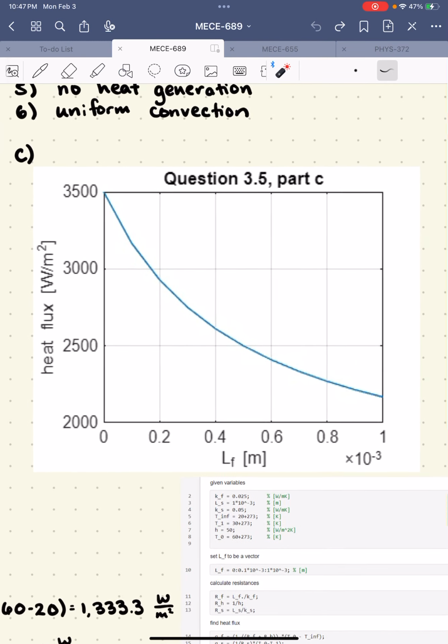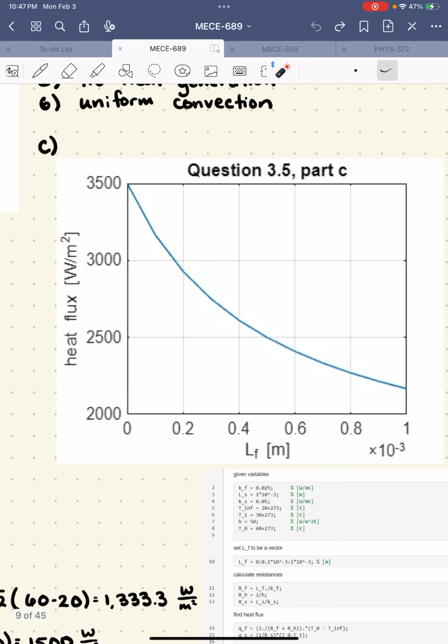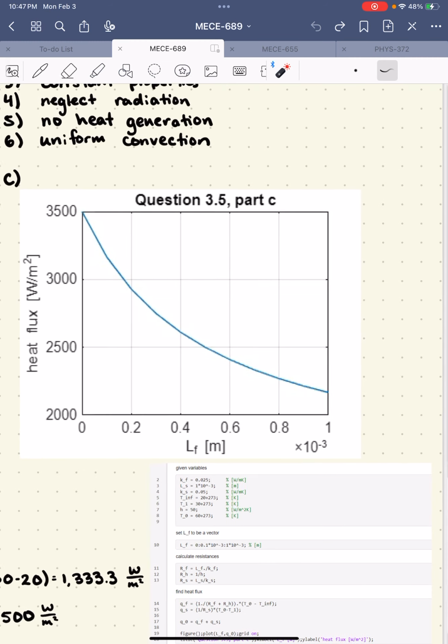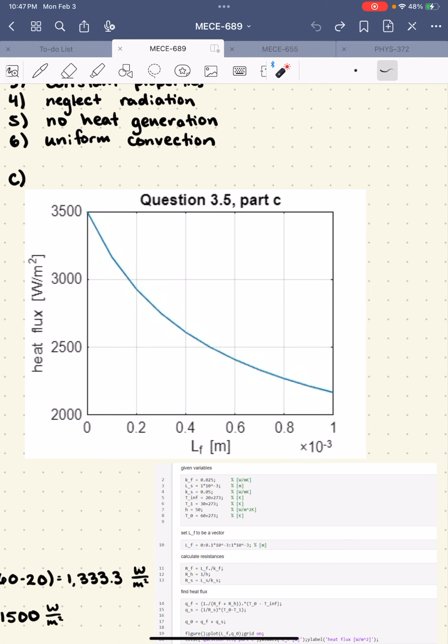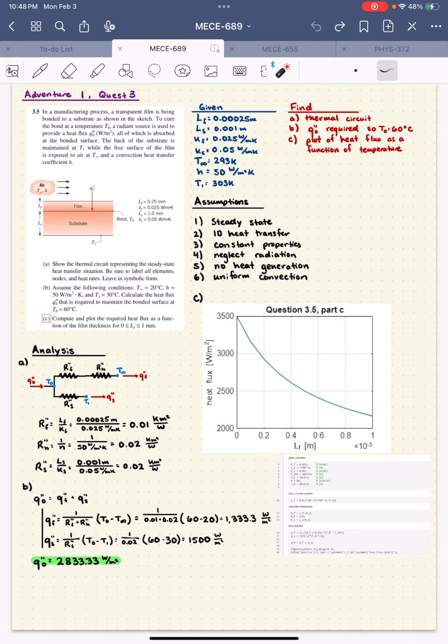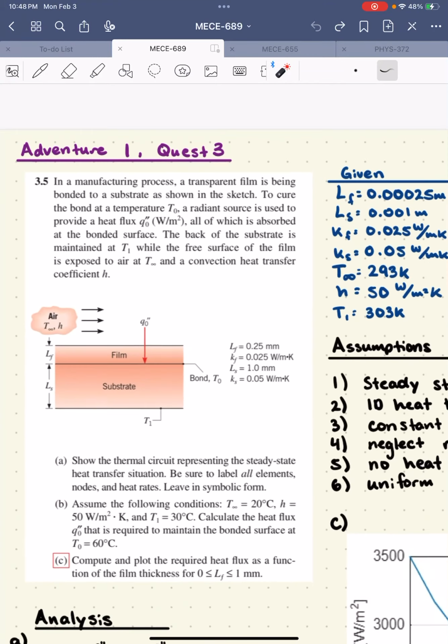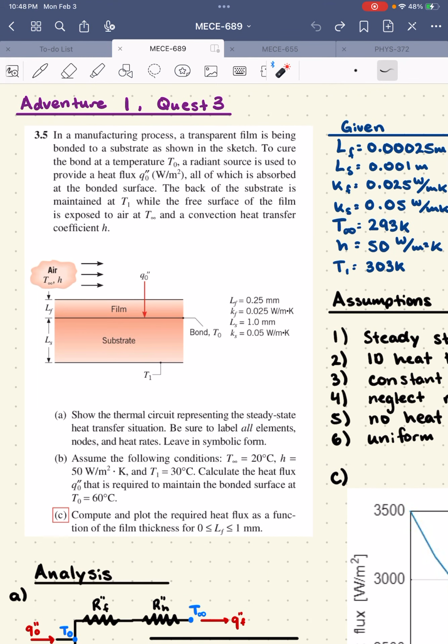So in this plot, we have the thickness of the film from 0 to 1 times 10 to the minus 3 meters, and the heat flux going from about 2,000 to about 3,500 watts per meter squared. And we can see that this tapers down in a parabolic manner. And that is my solution for question 3.5.